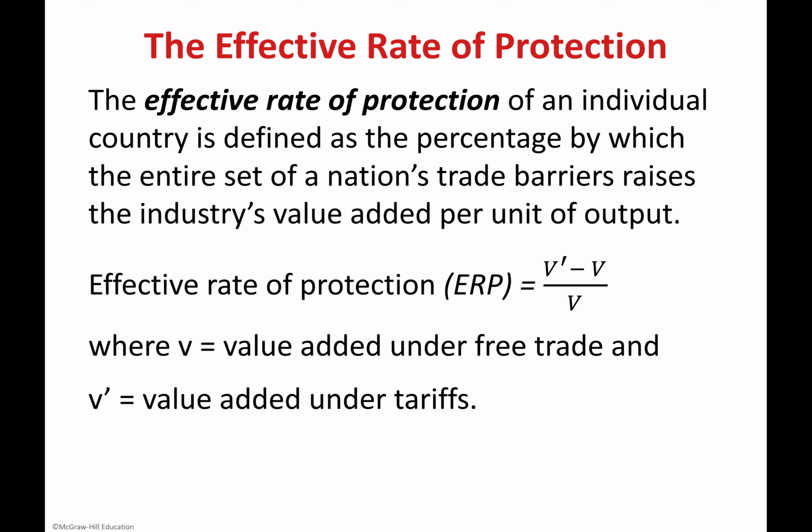The effective rate of protection of an individual country is defined as the percentage by which the entire set of a nation's trade barriers raises the industry's value added per unit of output. Why is this kind of essential to understand?